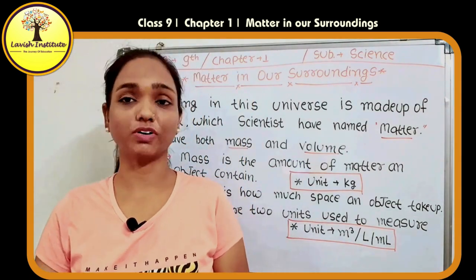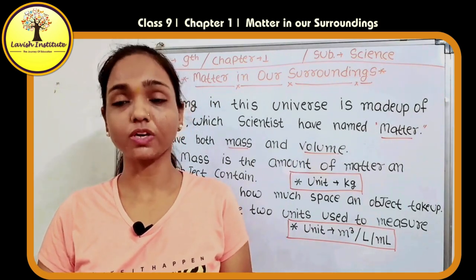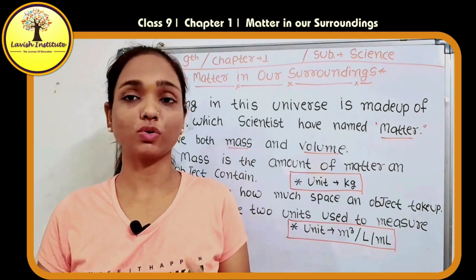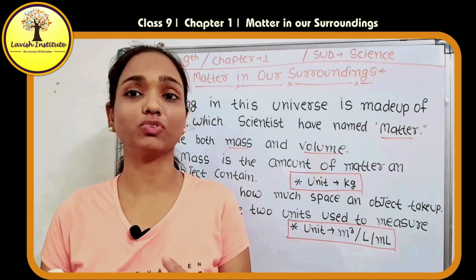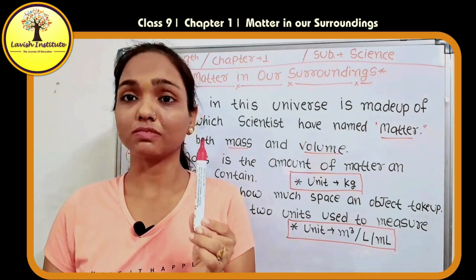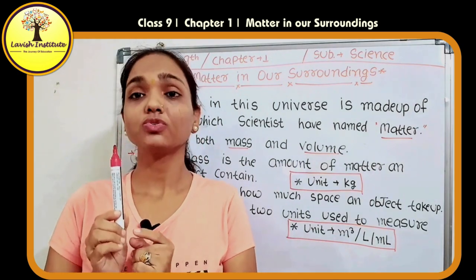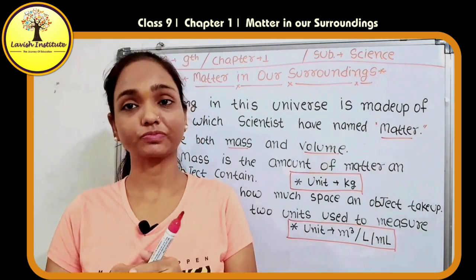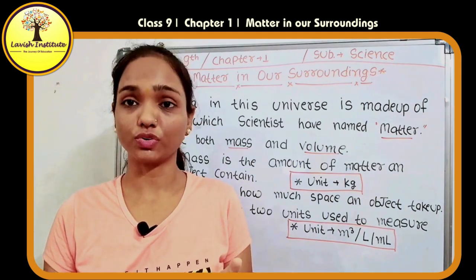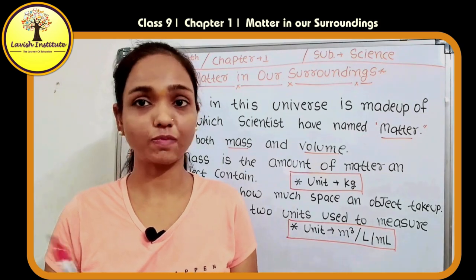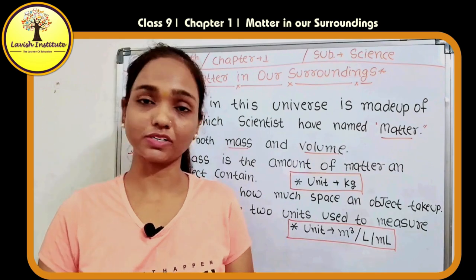So everything in this world, everything in this universe is made up of material, okay. Even our body is also made up of material. Our body is made up of Panch Tattva, so Panch Tattva are material, okay. For example, this pen is made up of plastic, so plastic is a material. The third example is a table. A table is made up of wood, so wood is a material, okay. So everything in this universe is made up of material.